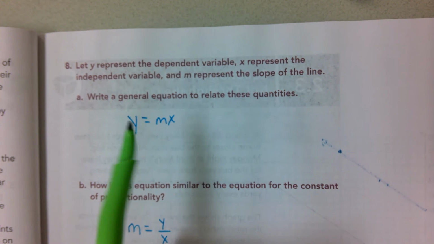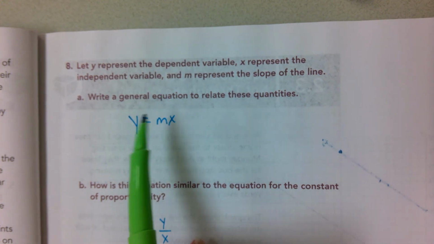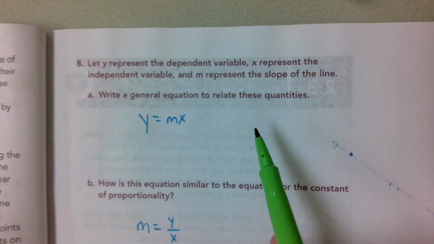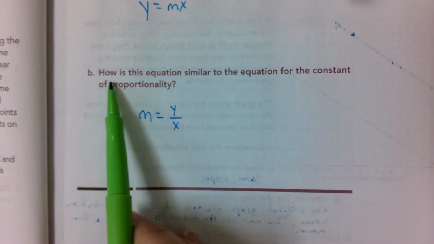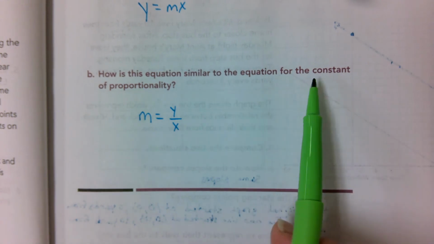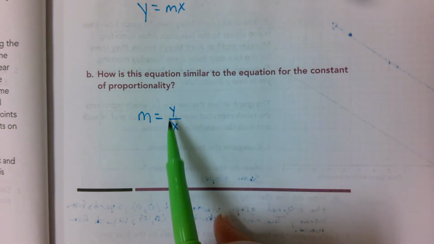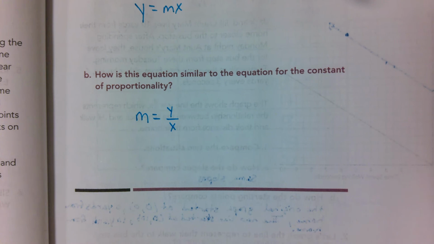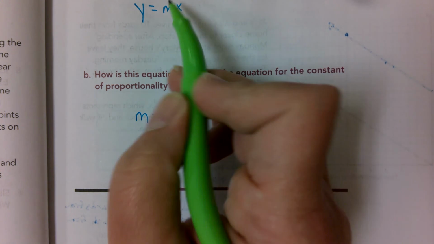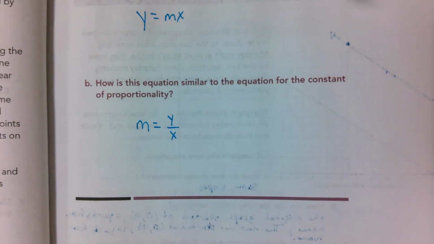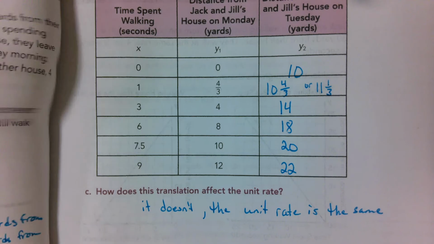The next thing I've got here is just general equations. We've got y equals mx. How is this equation similar to the equation for the constant of proportionality? In a proportional relationship, m is y over x. That's not how we always find slope, but in this equation, it's y over x. All right, I'm going to make another video for the next one.